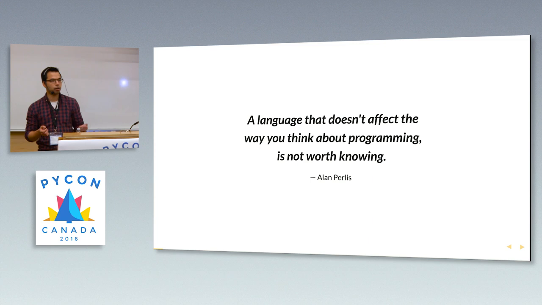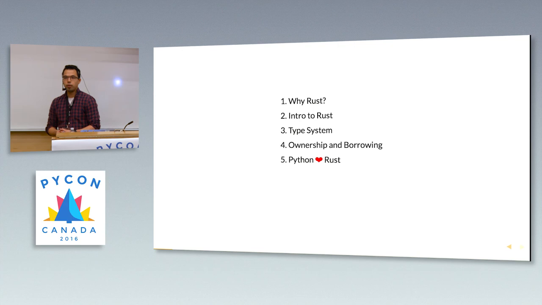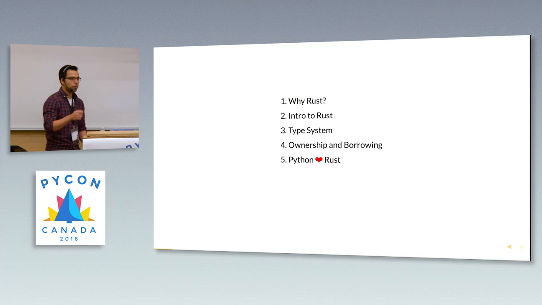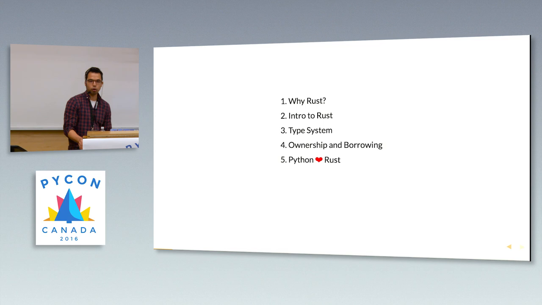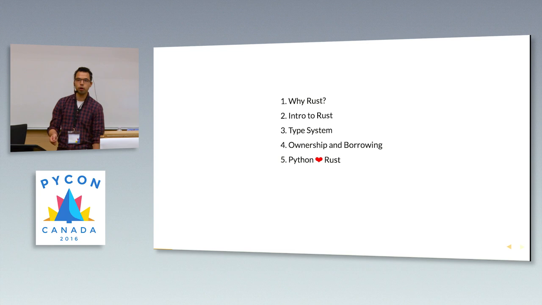Today, I'm going to be talking about why I'm so excited about Rust as a language. I'll give you a brief introduction to Rust and how it works, and then I'll talk about two of its features that I find most compelling, its type system and then the concept of ownership and borrowing. And then at the end, I'll talk about how you can use Rust alongside of Python to speed up critical parts of your code.